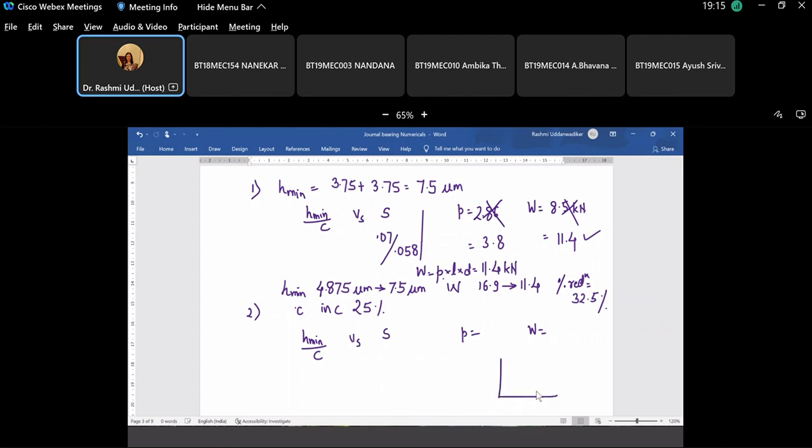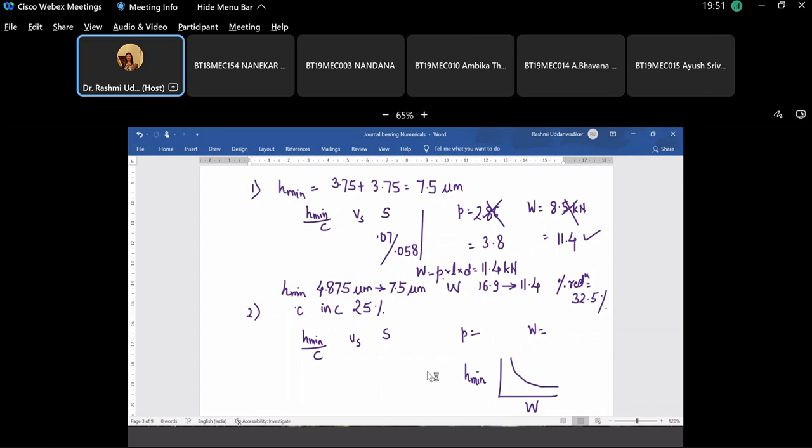So although we want the value of H minimum to be as high as possible to make it frictionless for effective dissipation of heat, if you plot a graph of load carrying capacity versus H minimum, this comes out to be a hyperbola, wherein with the decrease in the value of H minimum, the load carrying capacity increases. As the value of H minimum goes up, the load carrying capacity would decrease. So this is what we have checked using this part of the problem.